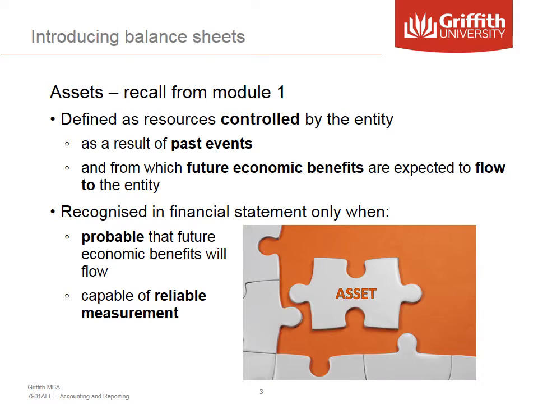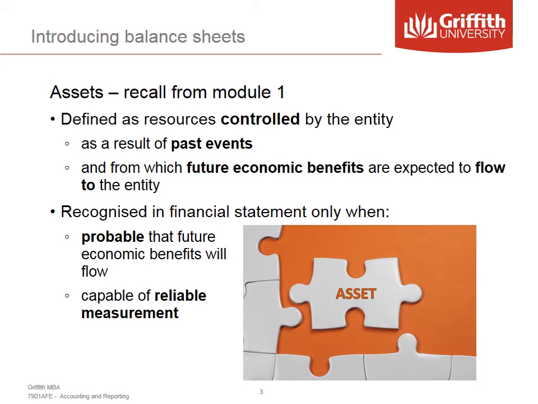So just going back and discussing the 3 elements now, just to refresh that in your thinking. Assets. Assets are defined as resources which are controlled by the entity. They represent future economic benefit, which is controlled by the business and which will eventually flow into the entity.